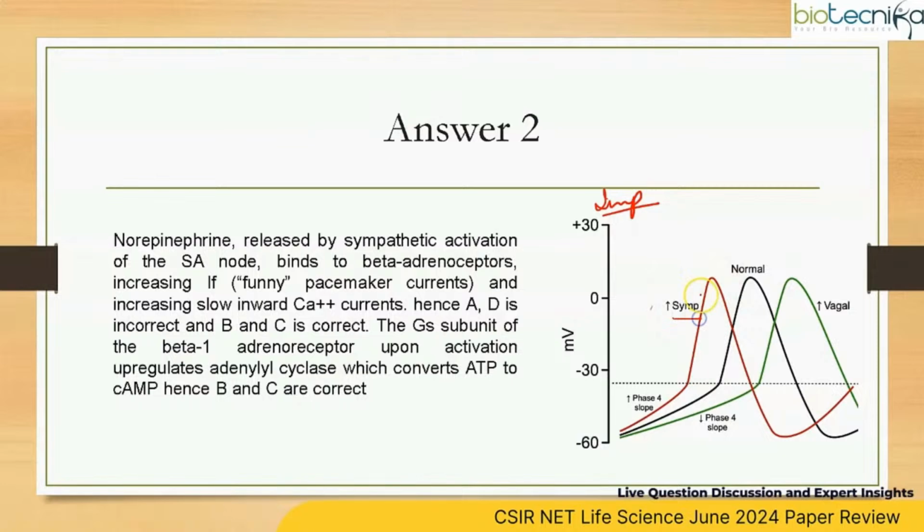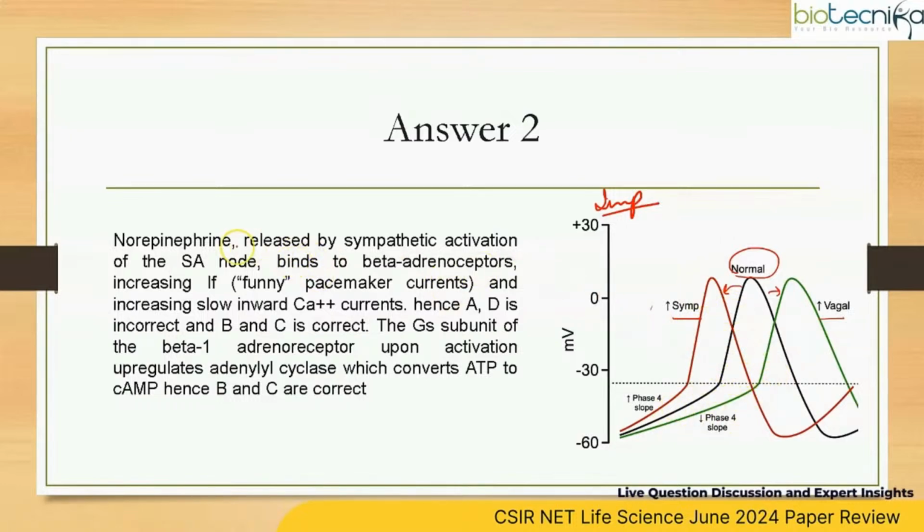So this is the normal graph under normal conditions. When there is sympathetic stimulation, the curve shifts towards the left, and when there is parasympathetic stimulation, the curve shifts towards the right. So if the curve is towards the left with sympathetic stimulation, you can see what changes occur. The phase 4 slope will increase, while if it is parasympathetic, the slope decreases, and other changes occur accordingly.